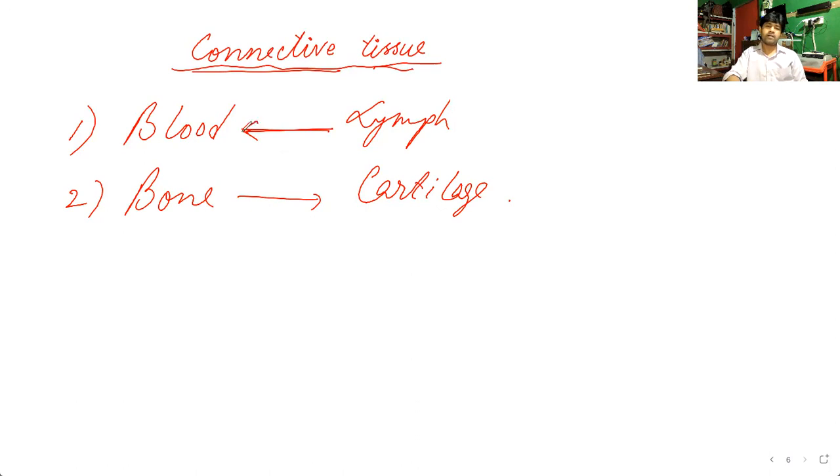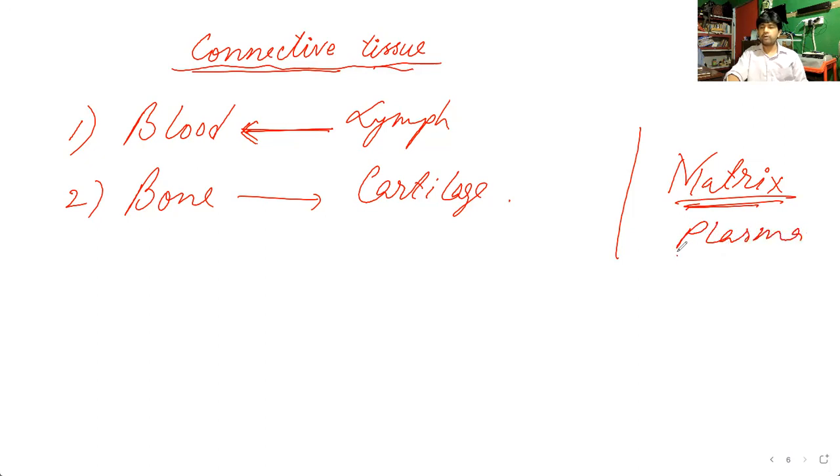So the plasma is the liquid part of the blood. You can say the liquid matrix. One word we will get: matrix. I will tell you about the matrix after a few minutes. What is matrix? One matrix is present in blood, that is the plasma. As it is in liquid form, it is said to be the liquid matrix also. Blood plasma is also said to be the liquid matrix.